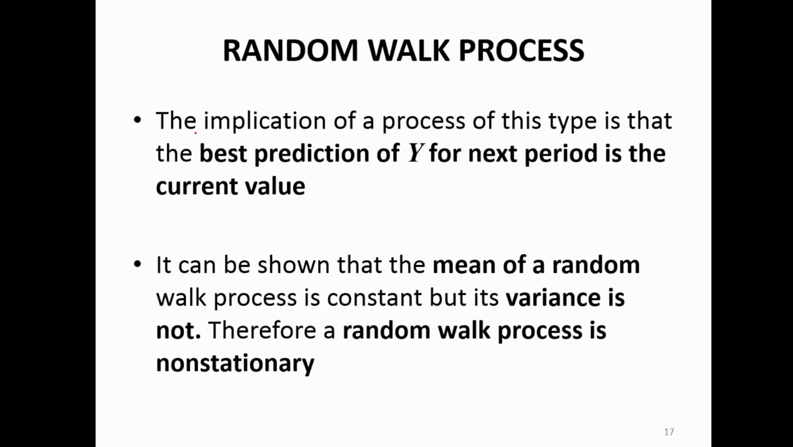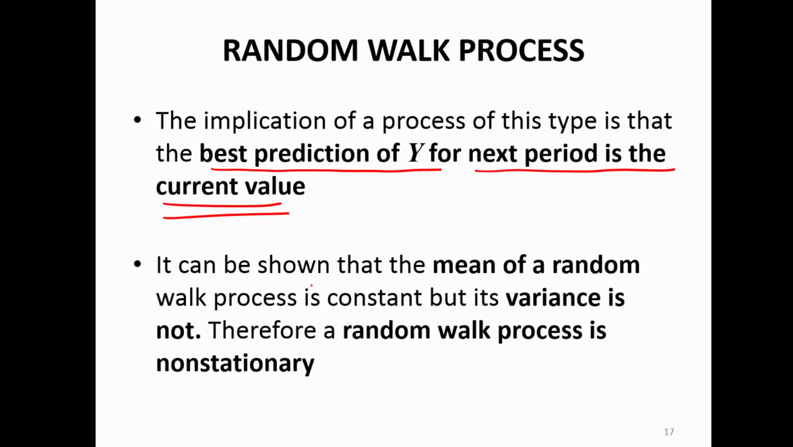So what is the implication? What is the takeaway point? The takeaway point here is that the implication of a process of this type is that the best prediction of y for next period is the current value. Now, if you have a time series data and that follows random walk, just stop there. Don't have to do anything. You need to communicate to the audience that the best prediction for this particular time series for future is nothing but the current value. There's nothing more that can be done other than that.